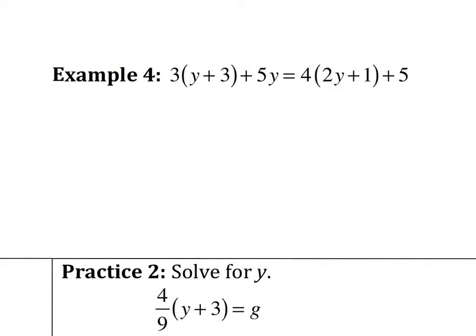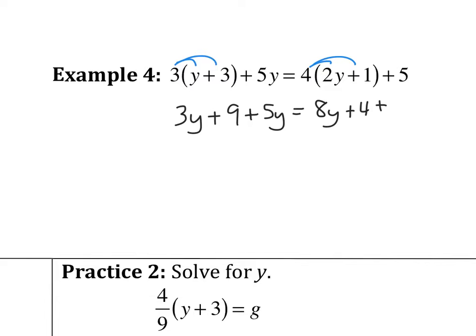Take a look at this one. So we saw that there was no solution because it was nonsense. So now let's see what happens on this. Here, if we distribute there, and also here, then 3y plus 9 plus 5y equals 8y plus 4 plus 5. And now we're going to combine like terms. Sometimes I like to circle or connect the like terms just so that I'm paying attention and keeping track of things.